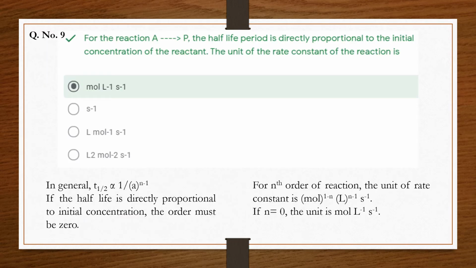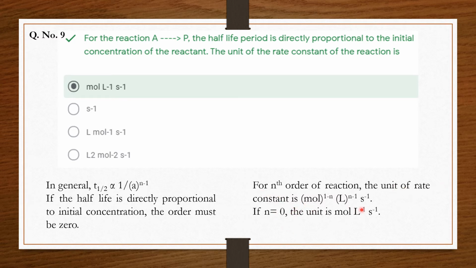The next question is: for a reaction A gives product, the half-life period is directly proportional to the initial concentration of the reactant. The unit of the rate constant of the reaction is. Actually, in general, the half-life period is inversely proportional to the initial concentration to the power n minus 1. If the half-life period is directly proportional, it means the order of the reaction must be zero order.